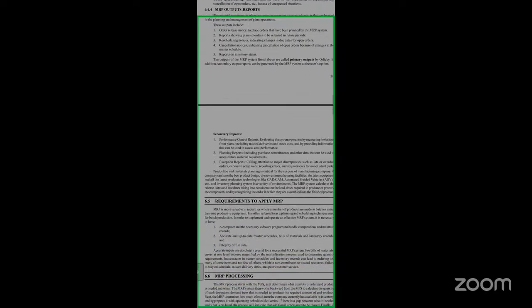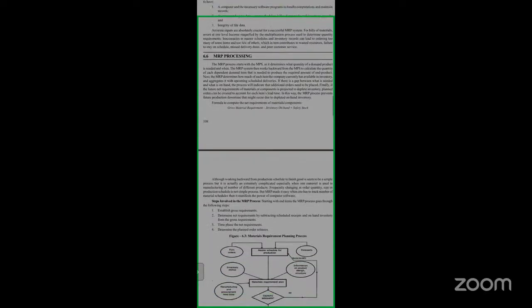And these all come under the primary outputs. Even we have secondary reports: performance control reports have to be prepared, planning reports have to be prepared, and exception reports. So these reports are not just about ordering the material you require and rescheduling, no. Before that, the plan has to be done, in the process the plan has to be done, and after that all the reports also have to be done.